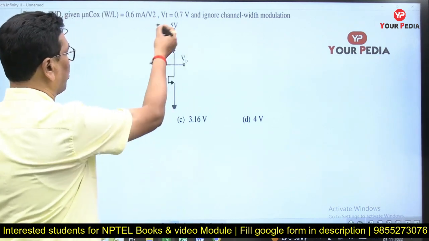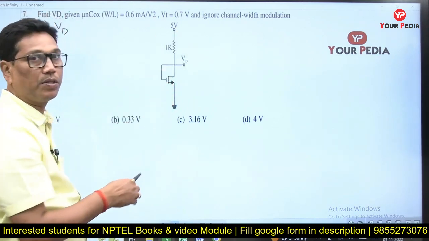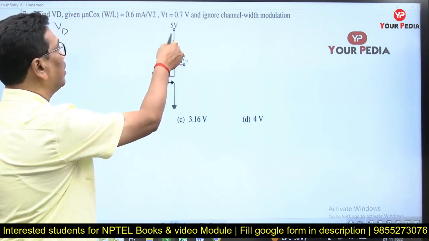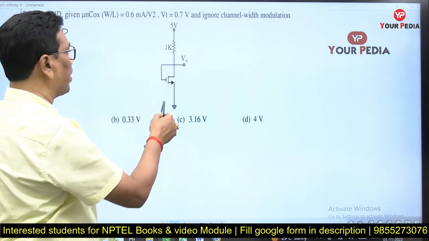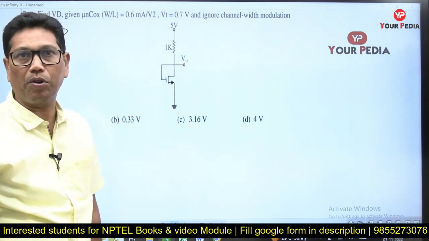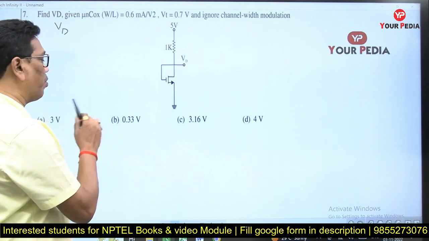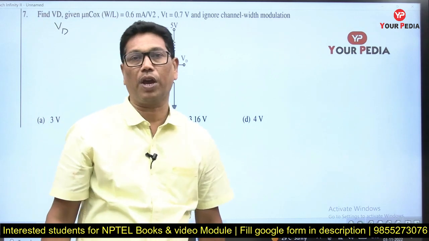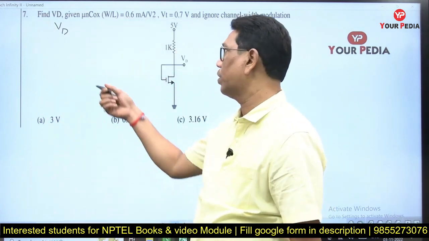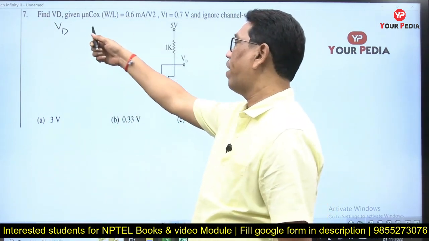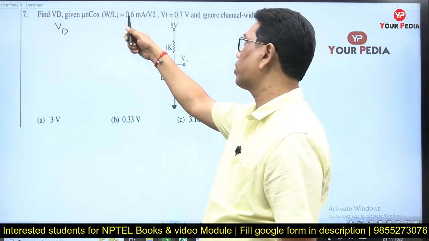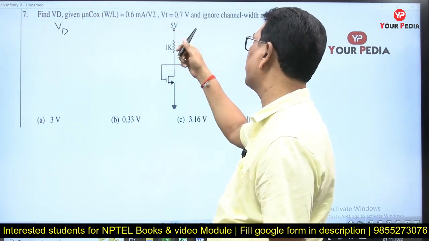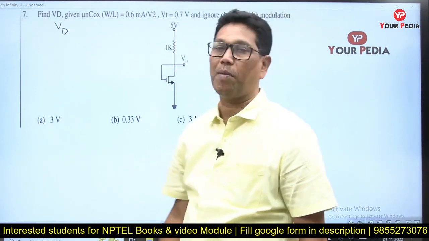This is the circuit given. This is an NMOS transistor whose source is connected to ground, with gate and drain connected. This is a 1 kilo ohm resistor, a 5 volt supply, and this is the drain supply voltage. The options given are 3 volt, 0.33 volt, 3.16 volt, and 4 volt. Now let us examine this problem: find the drain voltage given mu n COX W by L equal to 0.6 milliampere per volt square, Vt equal to 0.7 volt, and ignore the channel length modulation.